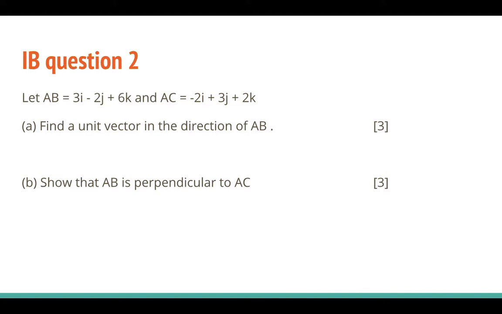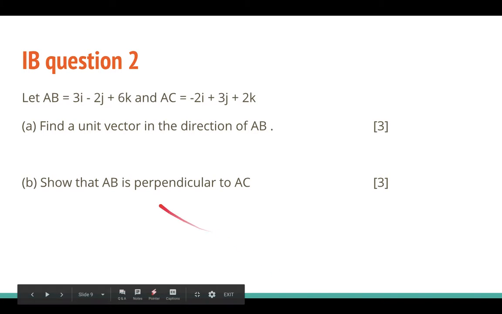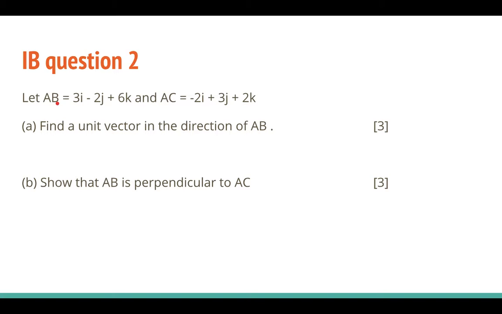So for IB question 2, we have 2 questions. We're going to let vector AB equal 3i minus 2j plus 6k, and vector AC equal negative 2i plus 3j plus 2k. You're going to have 2 problems here. Total 6 marks. No calculator should be required. I'll let you pause the video now.